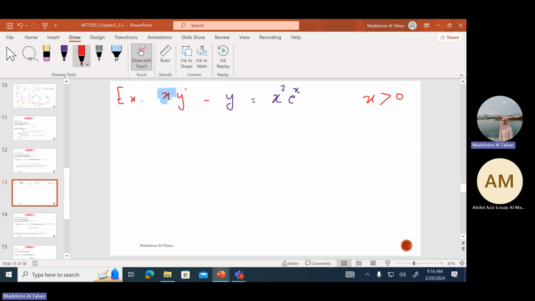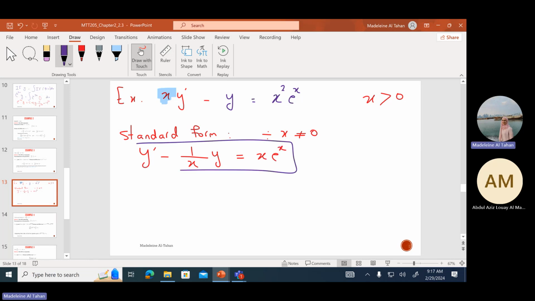Okay, so what's the standard form? To get the standard form, what should we say? Divide by X, not 0. What will we get, Ahmad, if we divide it by X? 1 over x, y, right? Equal x dx. So this is the equation that we got, and this is our standard form.